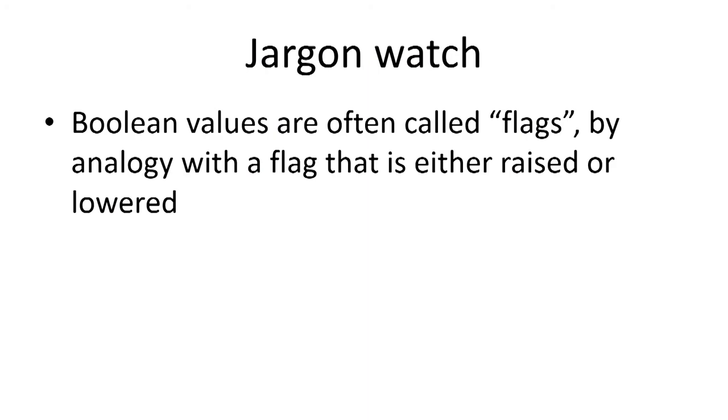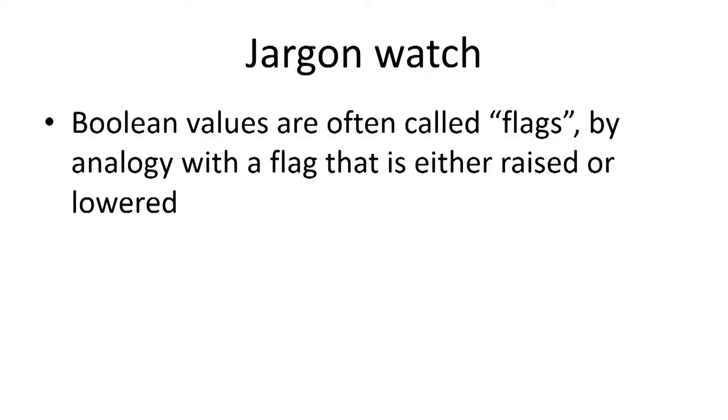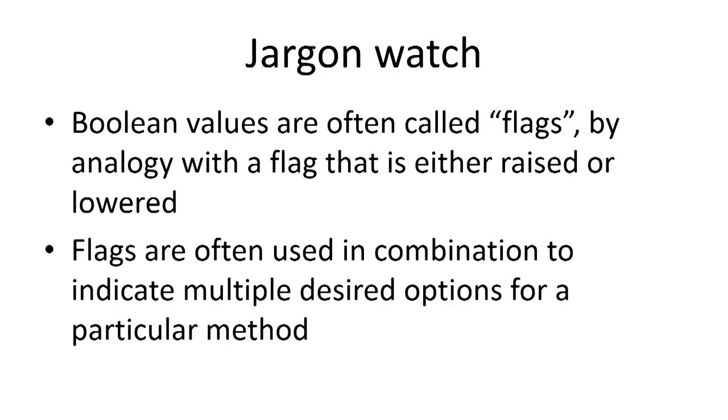So the distinction that we're making here is that there are 2 kinds of enums, which I like to call regular enums and flags enums. And I want to talk a little bit about this jargon word flags. Boolean values are often called flags by analogy with a flag. If the Boolean is true, then the flag is raised. If the Boolean is false, then the flag is lowered. And you often hear these analogies being made when people are talking about Boolean values. They say the Boolean is up or down rather than true or false.